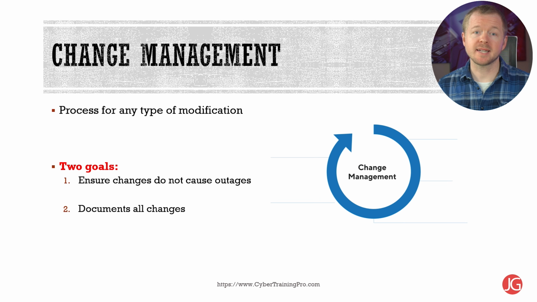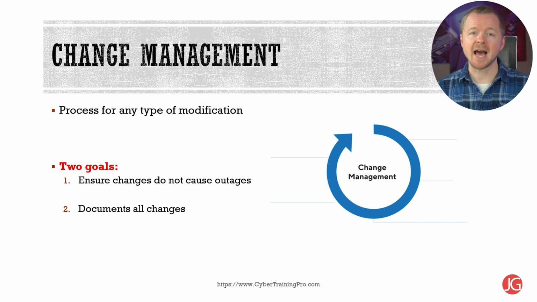One of the worst things that can happen in a network is that changes are made that cause significant issues and there's no documentation on what happened. Change management is the process for any type of system modification or upgrade, including changes to applications. Change management provides 2 goals. First, it ensures that changes to IT systems don't experience unintended outages. The second is that it documents all changes.